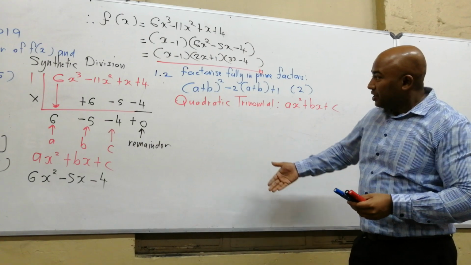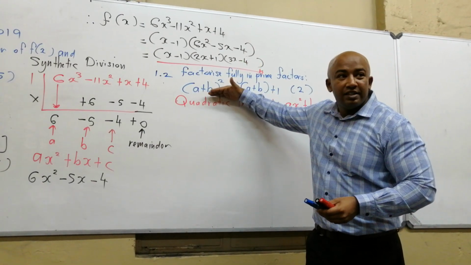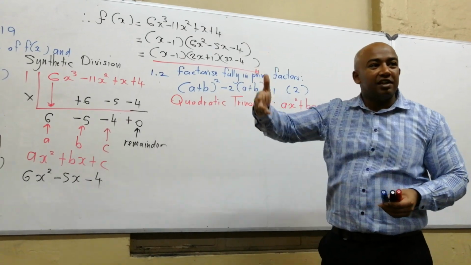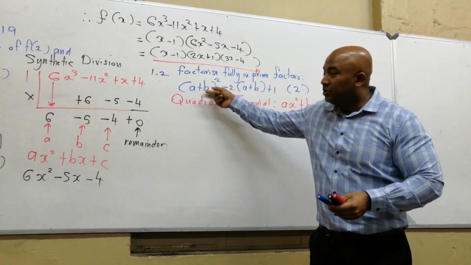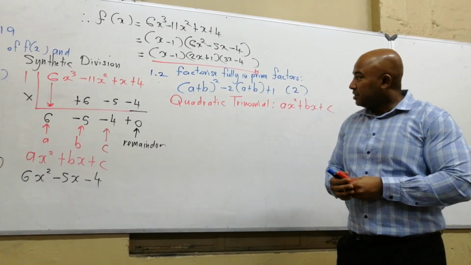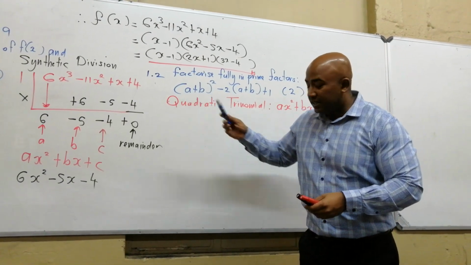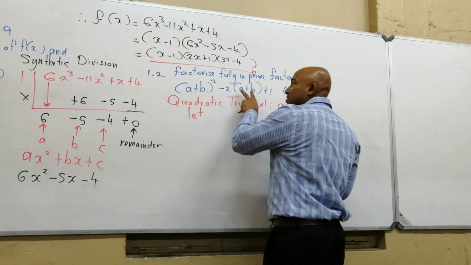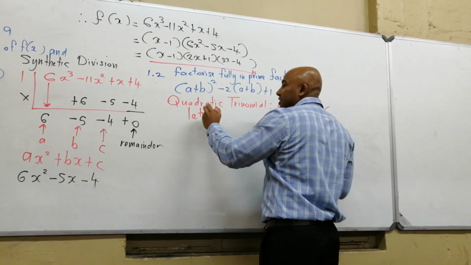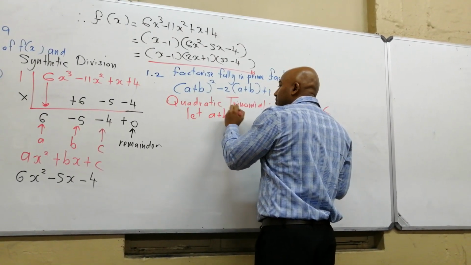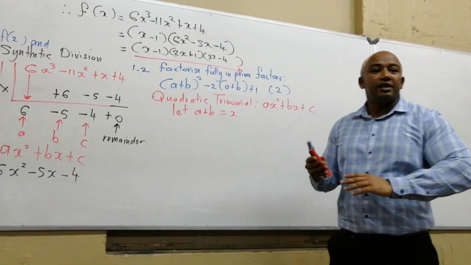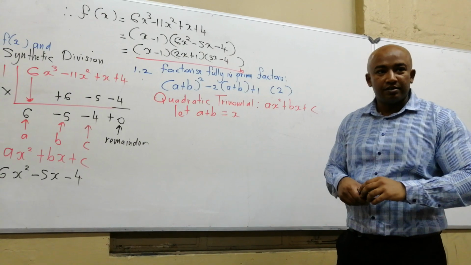What you can do is you can take this and simplify it. Make it simple for yourself by using a substitution. You can let a plus b, because a plus b is something that's common here. Can you see that? So let a plus b equal to x or k or y or z, whatever you want to. It's just a substitution.